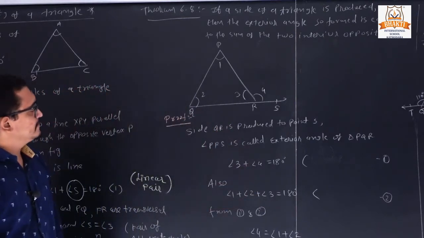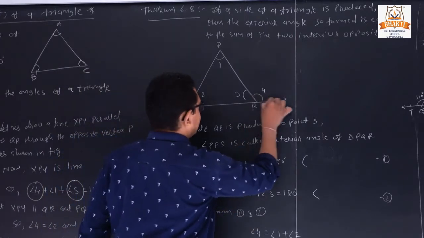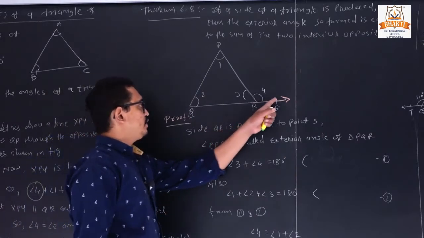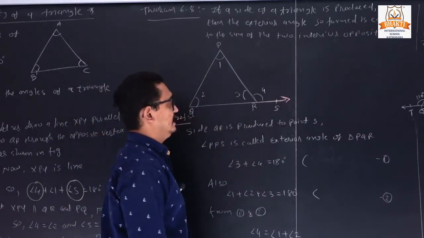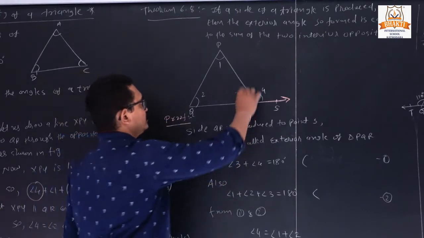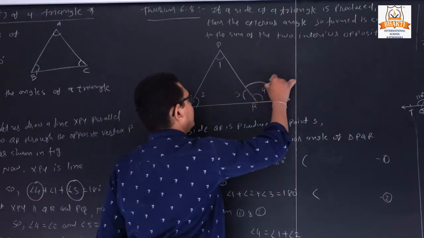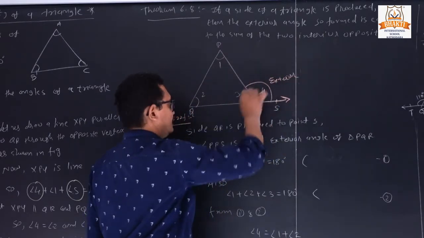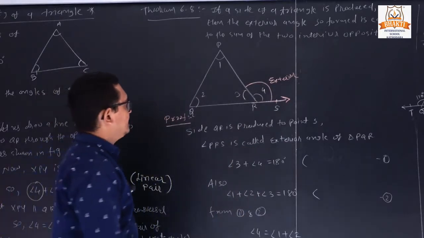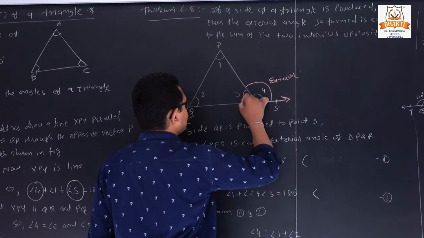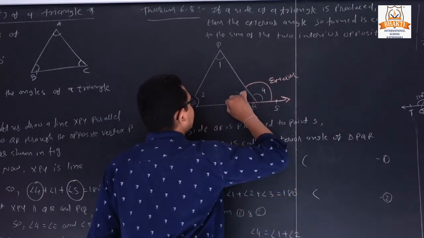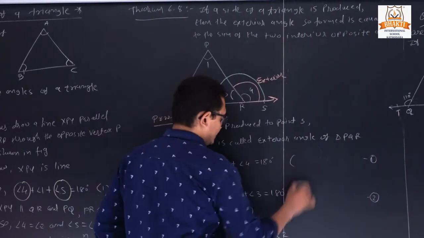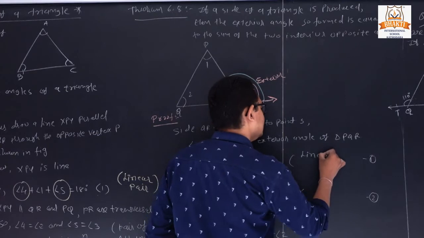For that, see that I am drawing one line. Clear? QR. We produce a point S by extending the QR line. So PRS, this angle is known as the exterior angle of this triangle. Clear? This triangle has one exterior angle. But angle 3 plus angle 4, it is a linear pair. Clear? Angle 3 plus angle 4, what reason can we write here? It is a linear pair.